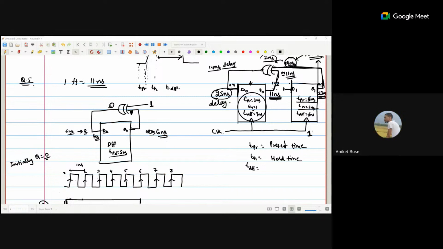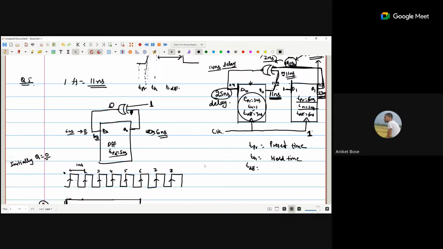Sir, I had a doubt in this question. What is this preset time? Preset time is basically the setup time before the clock. Sometimes it is called the preset time, sometimes the setup time. And hold time. T DFF is the flip flop delay. That means after the holding, the time it takes to get the output.